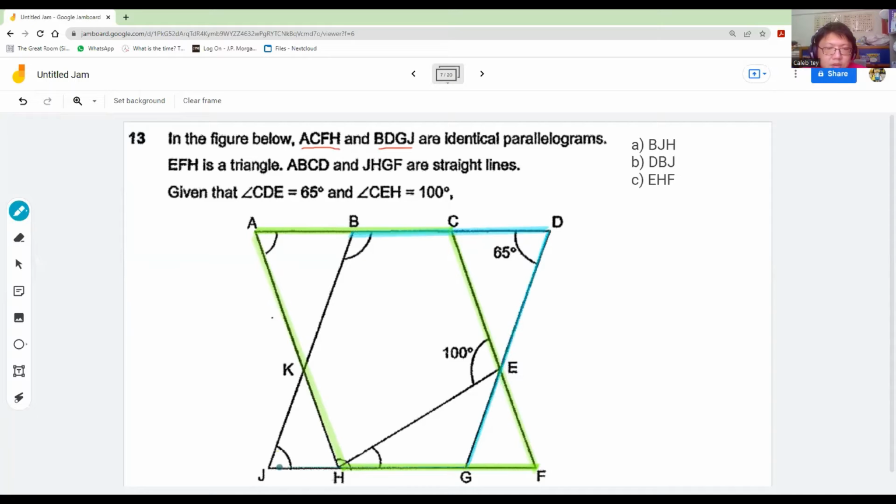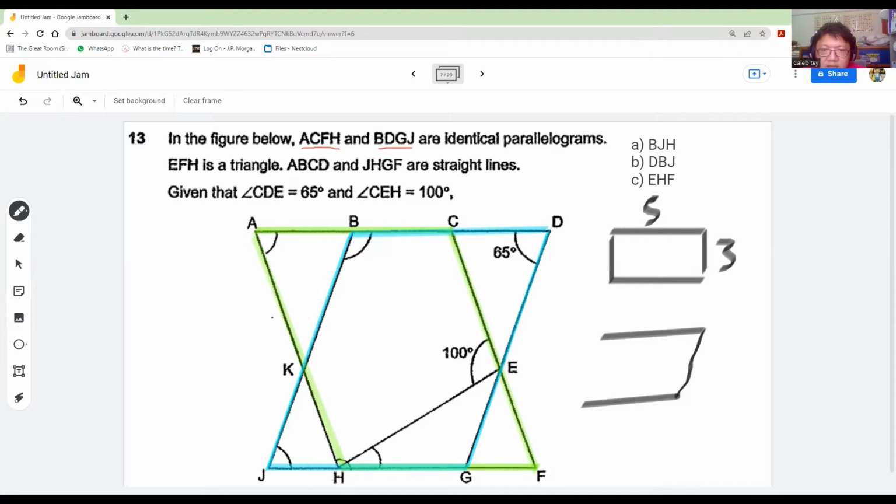Okay. Since we know that it's a parallelogram, let's look at what's so interesting about such a property. We all know that this is a rectangle. A parallelogram is exactly the same except that it's being slanted. So the sides are the same dimensions. However, the angles are no longer the same.